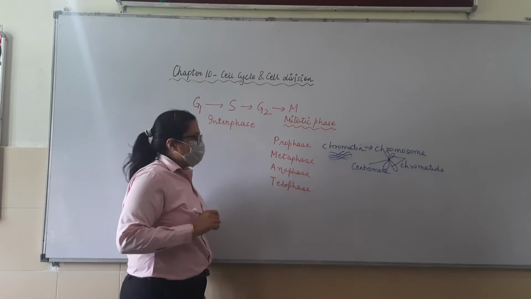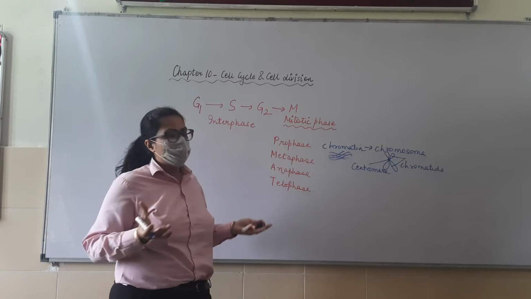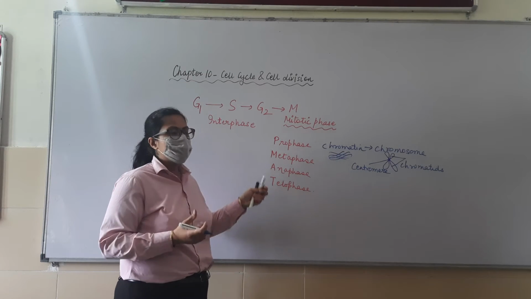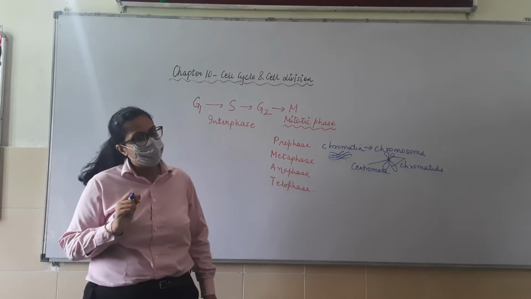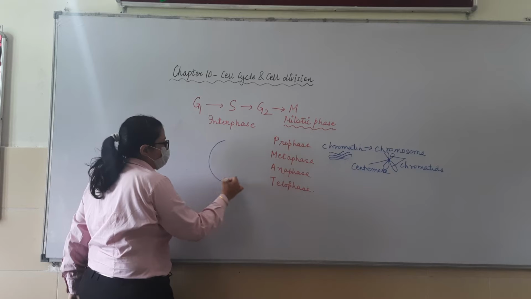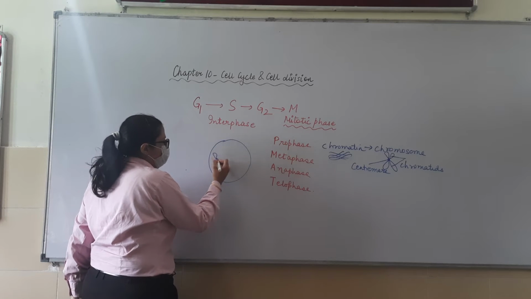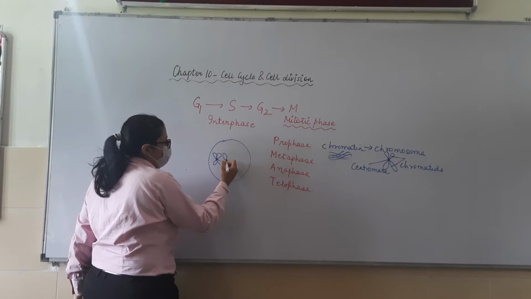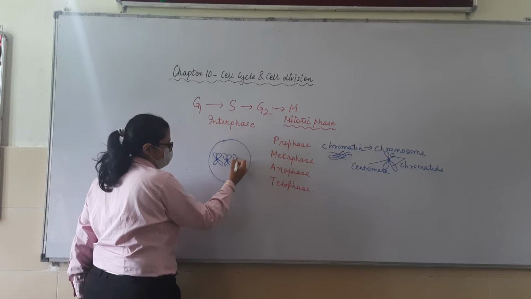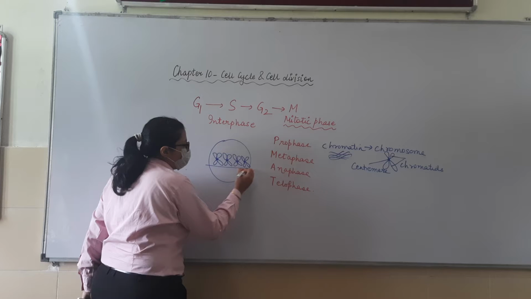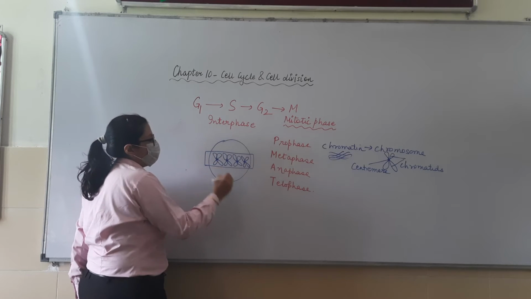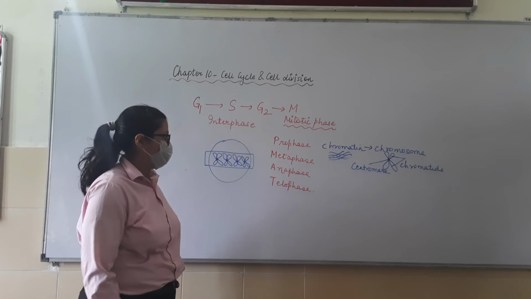Now in metaphase, what happens? In prophase every chromosome is visible. In metaphase, proper condensation of these chromosomes happens. So if this is the cell, we have looked into it that in metaphase they come to the equator in the center. This is called the metaphase plate or equatorial plane, which we wrote.